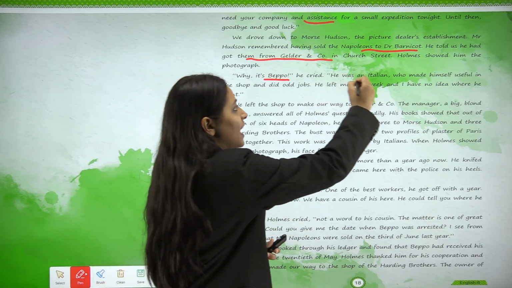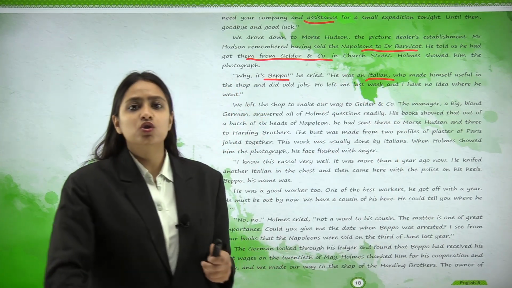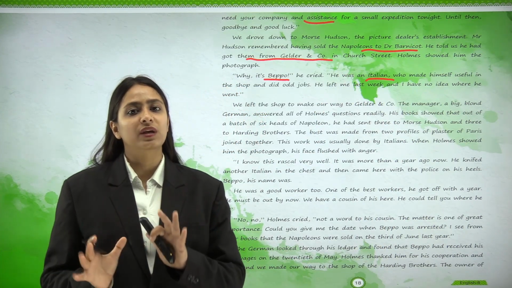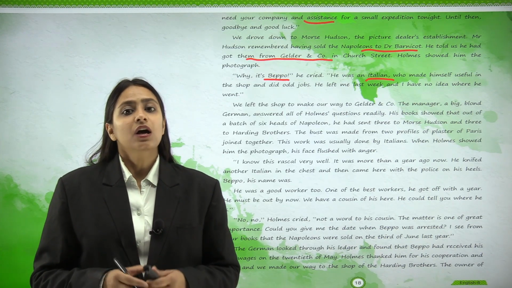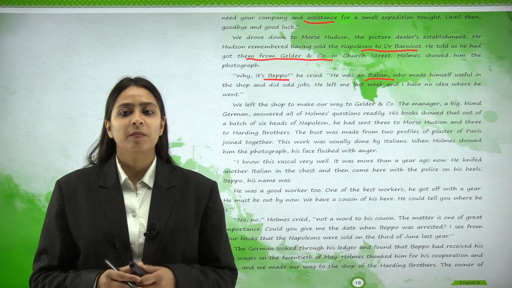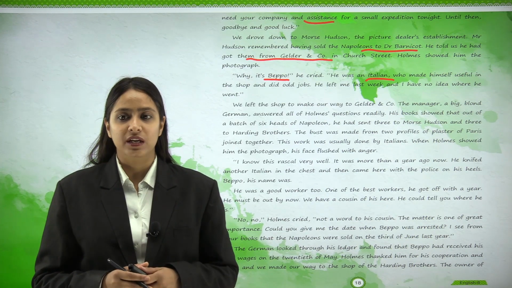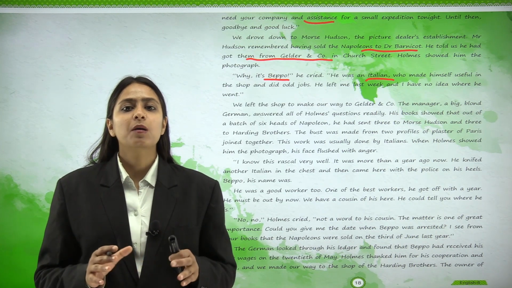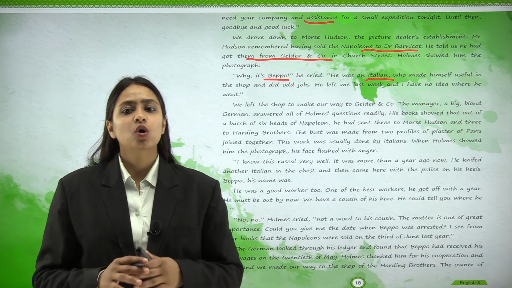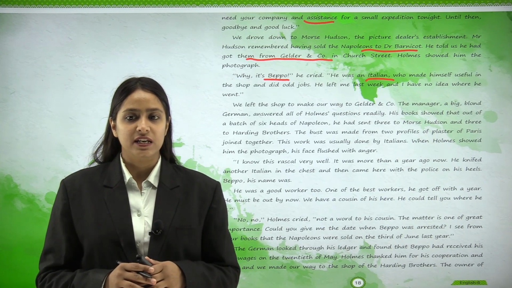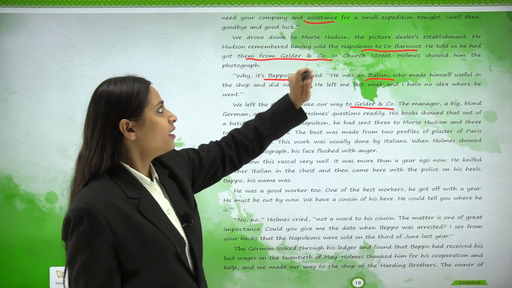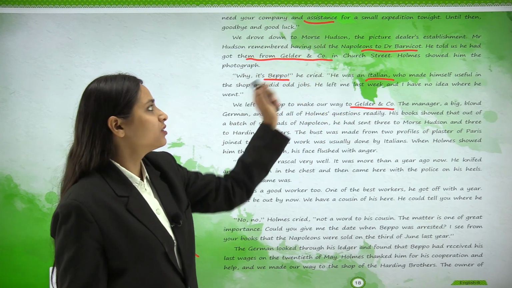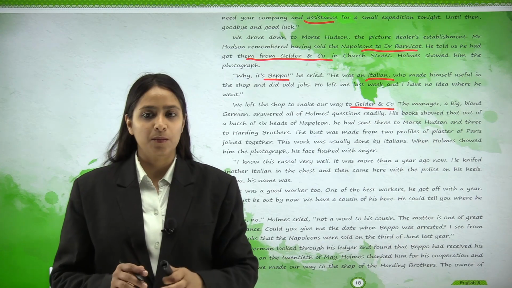He was an Italian guy who used to work with him, and he had left the job a week back only. We left the shop to make our way to Gelder and Company. The manager, a big blonde German, answered all of Holmes's questions readily. So now they have come to Gelder and Company, from where Morris Hudson bought the statues of Napoleon.